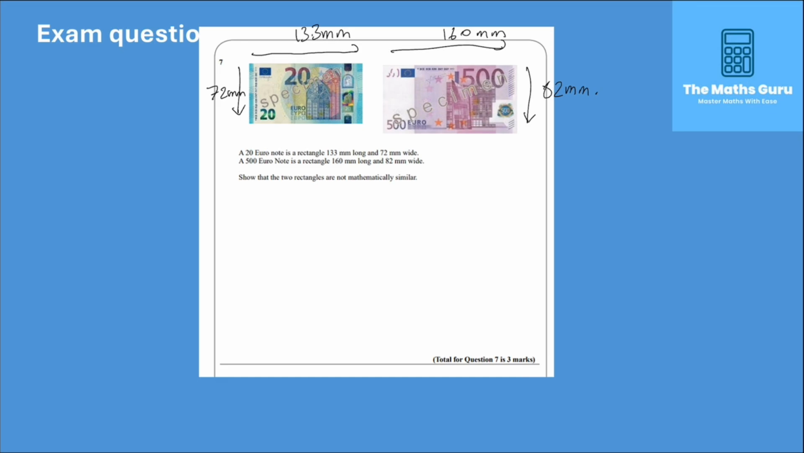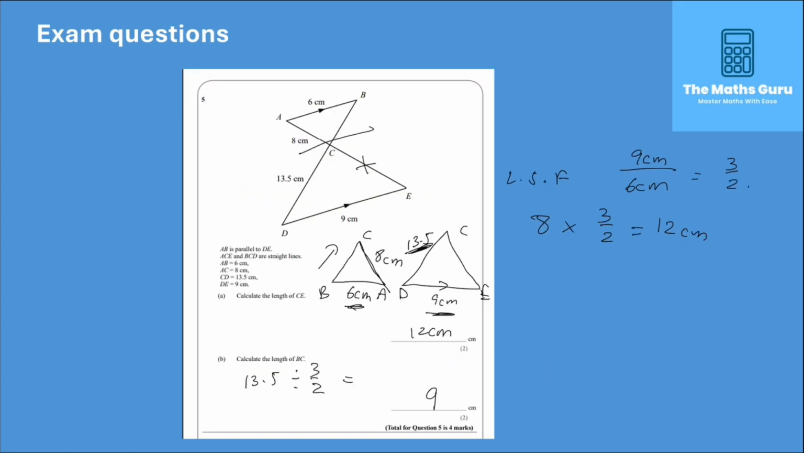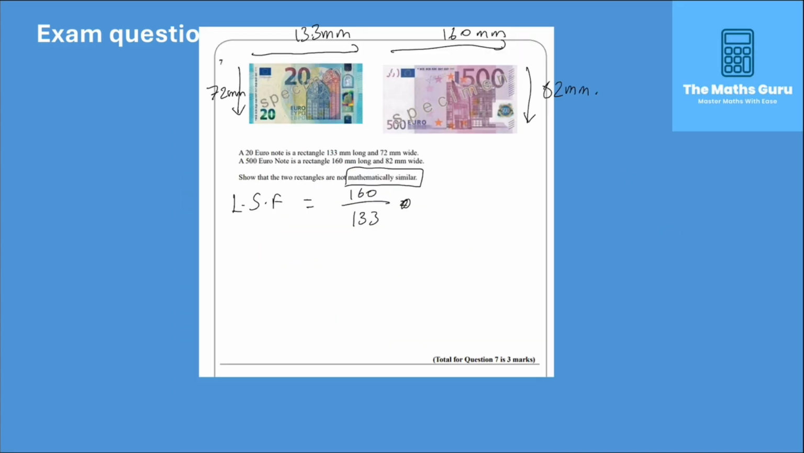So the scale factor for our length is going to be 160, the length of the larger one, divided by the length of the smaller one, which is equal to 160 over 133. Now, for the two shapes to be mathematically similar, the ratios must be equal for all of them. So for all sides, the ratio should be equal. As we saw here in previous questions, the 9 and the 6 had the same ratio as 8 and our 12, and our 9 and our 13.5. That's how we know our shapes are mathematically similar.